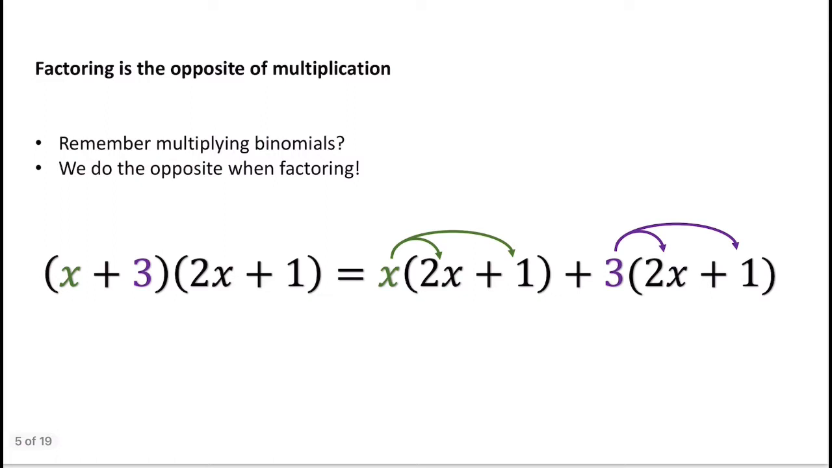So factoring, remember, is the opposite of multiplication. So remember when we were multiplying binomials, I told you that you could take this binomial and distribute its terms to the second binomial. So we got x times 2x plus 1, plus 3 times 2x plus 1. Well, today we're going to be going backwards from this. So you're going to be seeing something like this, and then I'm going to tell you to factor out the common binomial of 2x plus 1 and go back to this form, x plus 3 times 2x plus 1.